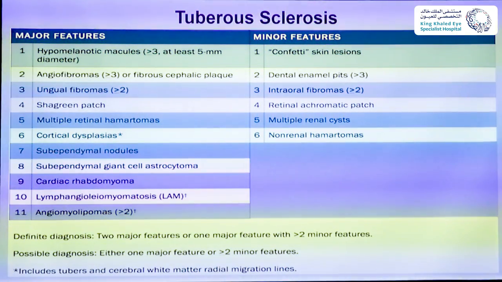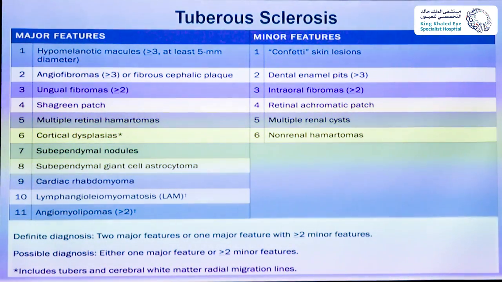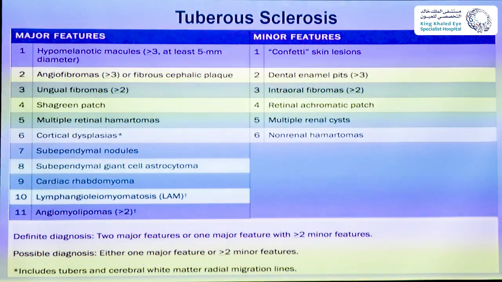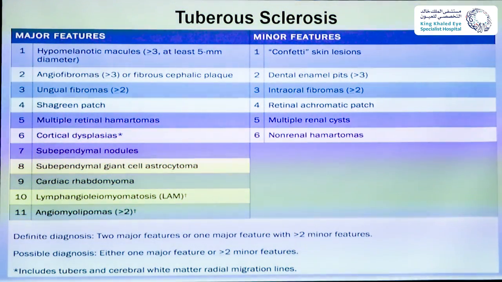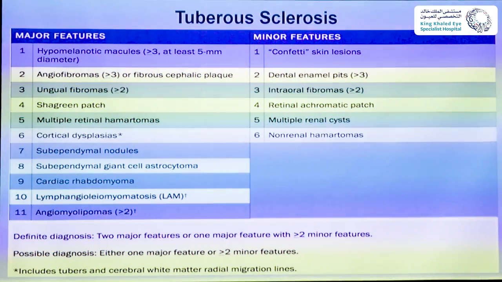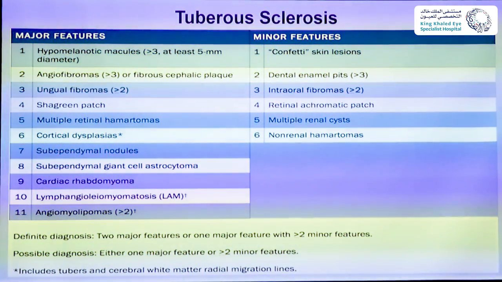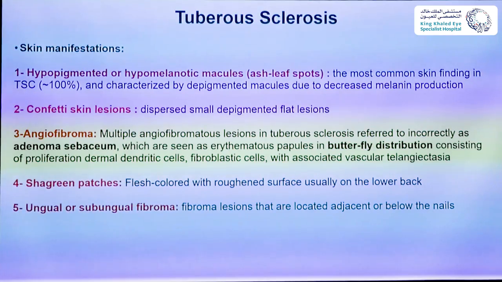So the diagnostic criteria and the findings in tuberous sclerosis are much, much more than NF1 or NF2. But just to summarize, you should have either two major features from the schedule, or you should have just one major and two minor. And we'll go through it. So again, systematically we'll go with the skin.